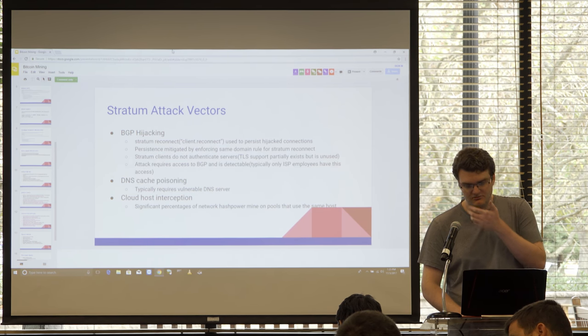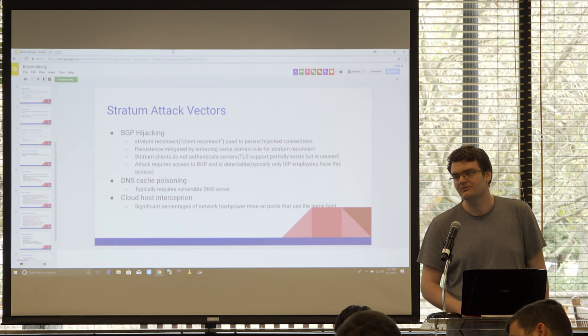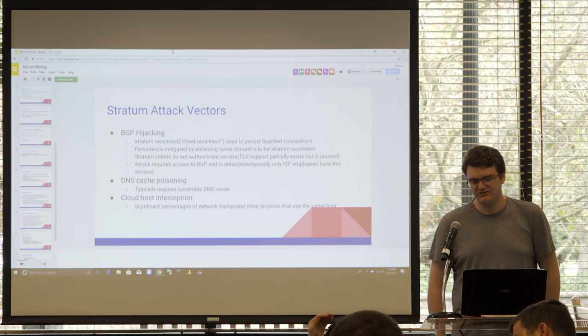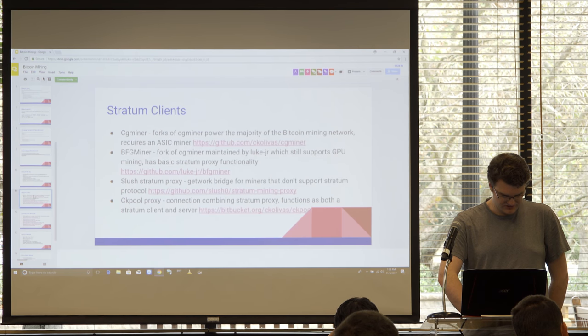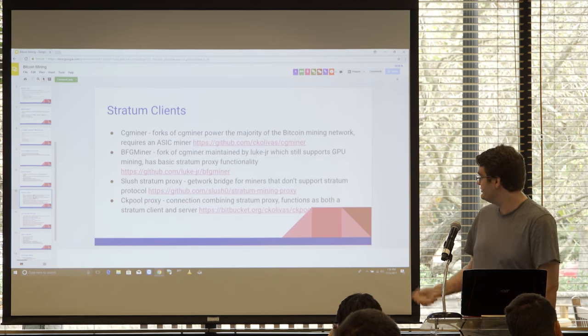Is Stratum the only mining protocol, or are there alternatives? I mean, are there multiple implementations of the protocol? Yeah, there's multiple Stratum clients here.